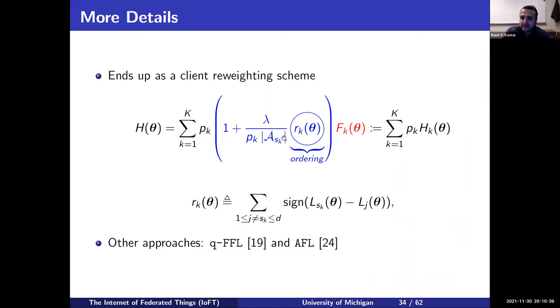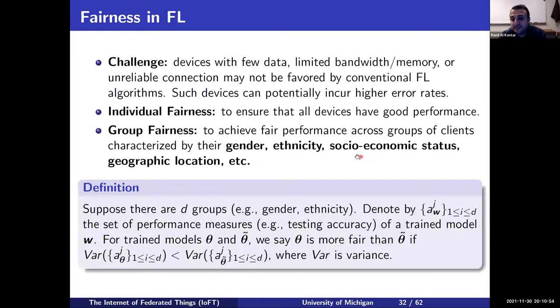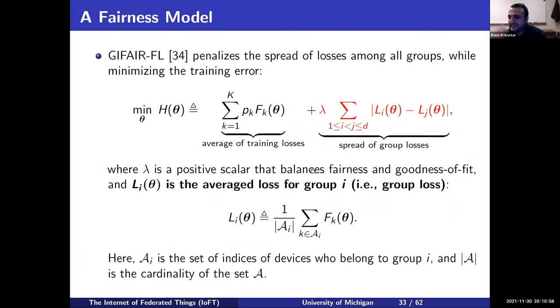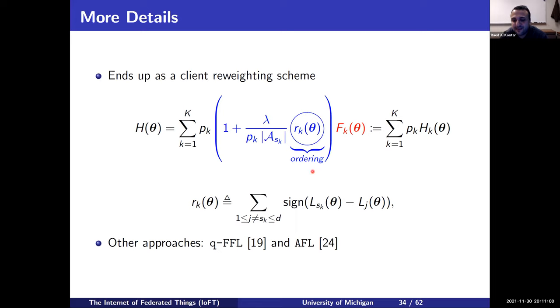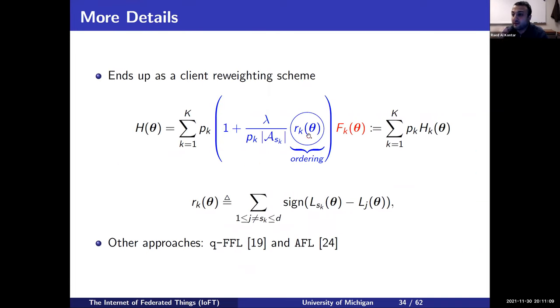And this reweighting is a function of the statistical ordering of the losses of the clients. So basically, groups that have higher losses will get higher weights. Okay, so this is why I was mentioning that most of the approaches trying to rethink fairness try to play with this P in some way or another. Because we're trying to penalize the losses, it eventually adds a penalty as a function of the statistical ordering of the losses.